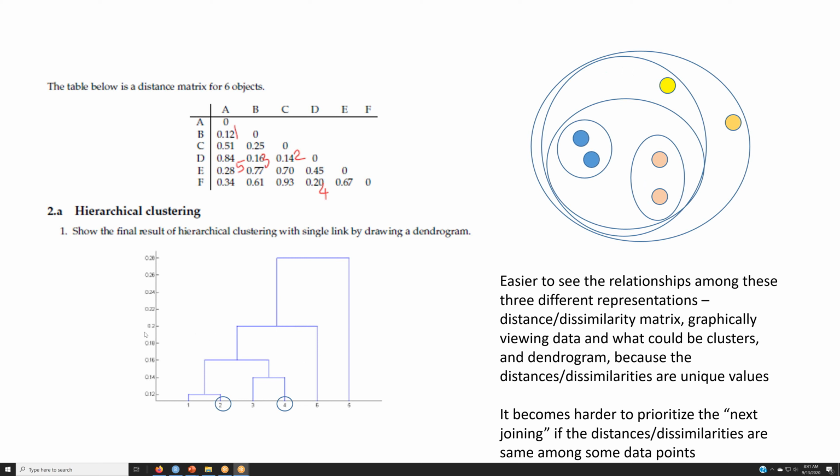Again, we continue to increase our distance, but then it takes all the way to 0.28. When it is 0.28, the 6 is also getting connected. Is everybody good? Okay, excellent. Because once you understand this, it is very clear.